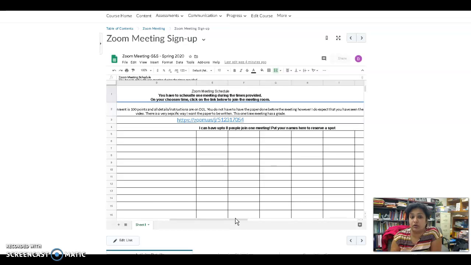Your first observation paper is for 100 points. There is a very specific way that I want the paper to be written, connections to be made. And so this is really important that you follow these directions.